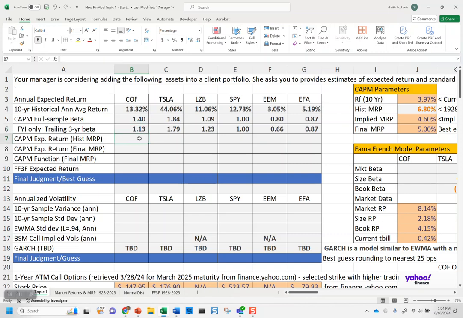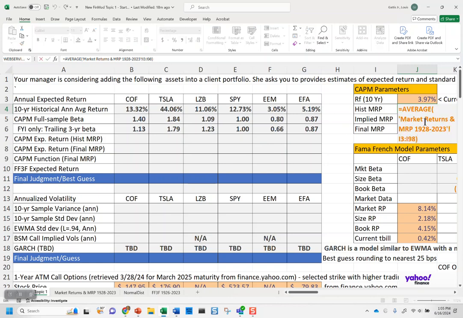All right, so Capital One return. To get a Capital One model return, I need the risk-free rate plus the beta times the market risk premium. I have a 10-year rate of 3.97 as of the writing of this lecture. The 10-year treasury was 3.97% yield to maturity. I have a historical risk premium of 6.8%.